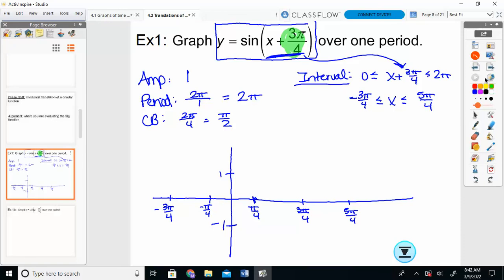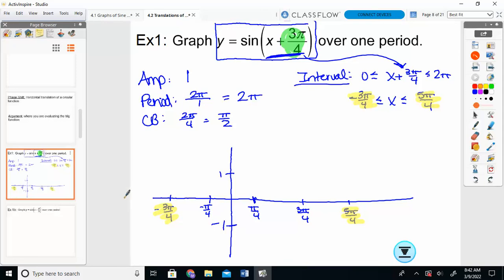You'll notice, look at the interval we set up. We said it should start at negative 3 pi over 4, and it should end at 5 pi over 4. That was our first and last point. Then we're just sketching in the graph.